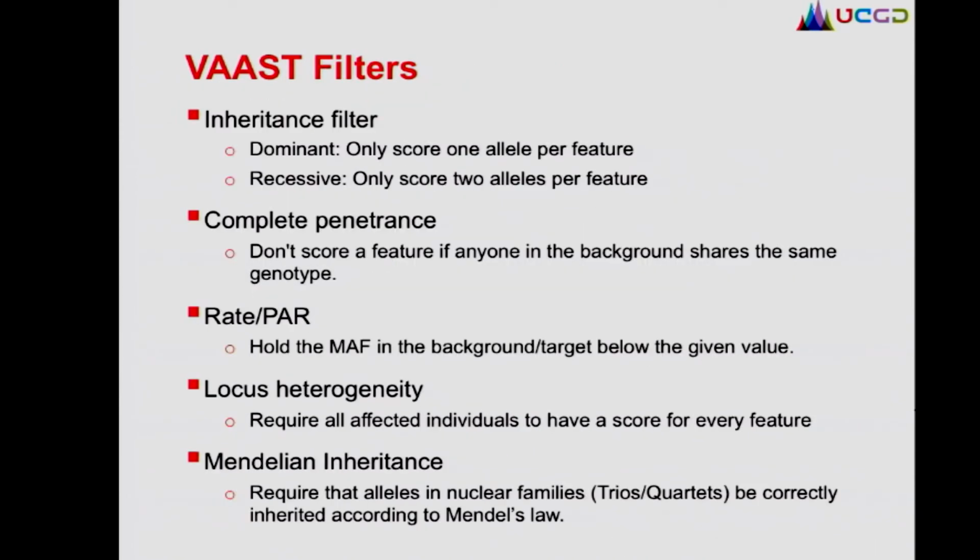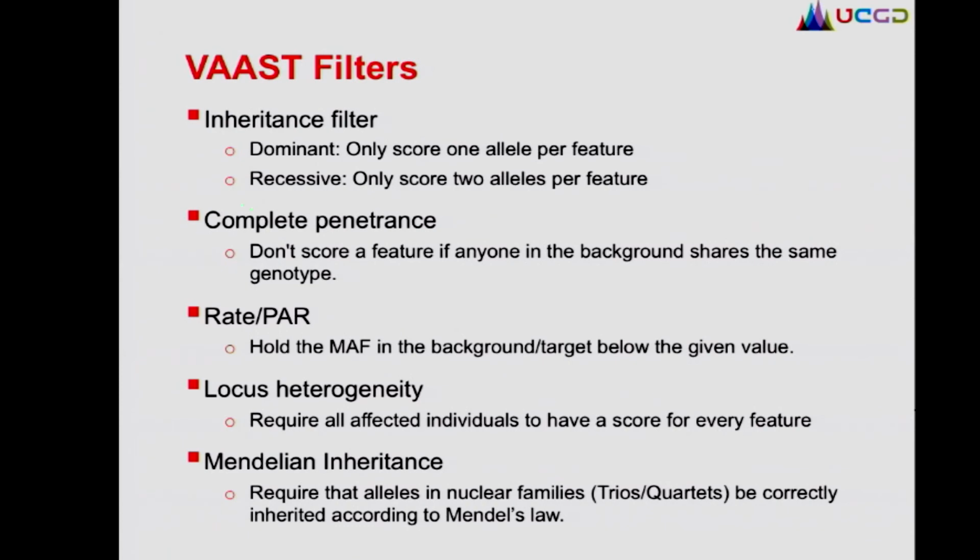Okay, so that's the probabilistic part of VAAST being a probabilistic tool, and then there are a number of filters and parameters that we can tweak and set to address additional biological information that we might know about this set of disease genomes or the genomes that we're looking at, and those can help us to add information that isn't strictly modeled in the likelihood ratio test itself.